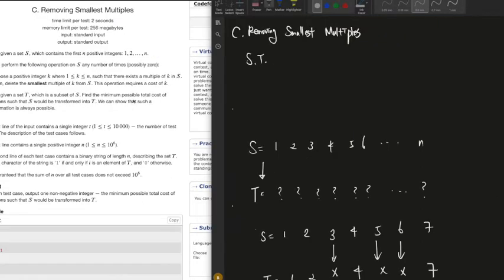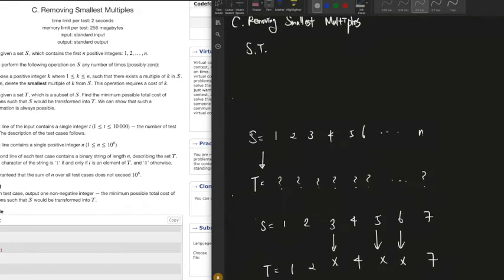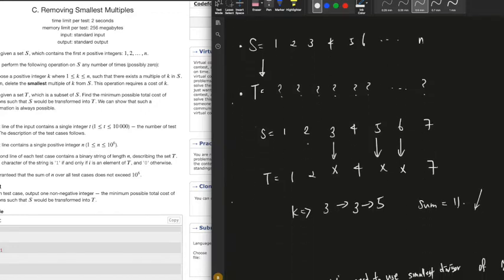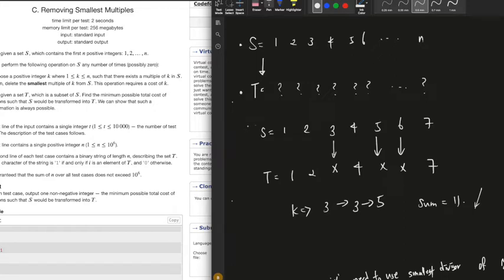Let's start with problem C, removing smallest multiples. So, as you can understand from the description of problem C, we have S and T. And the example will be this one. For S, it starts from 1 to n. So n will be 7 here.